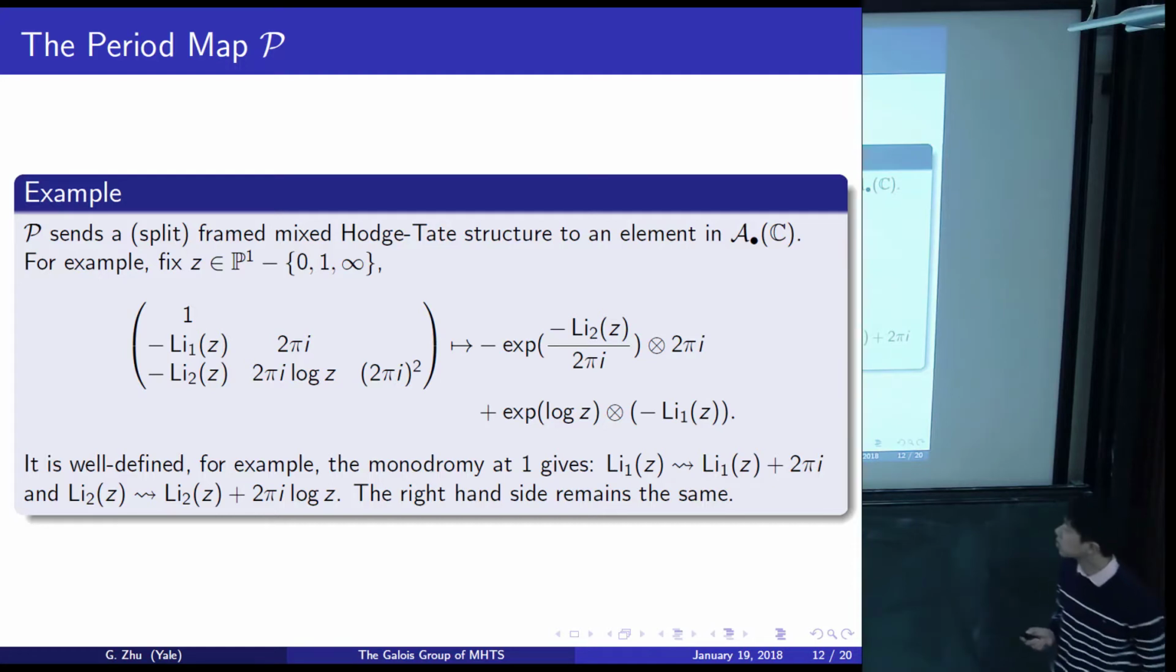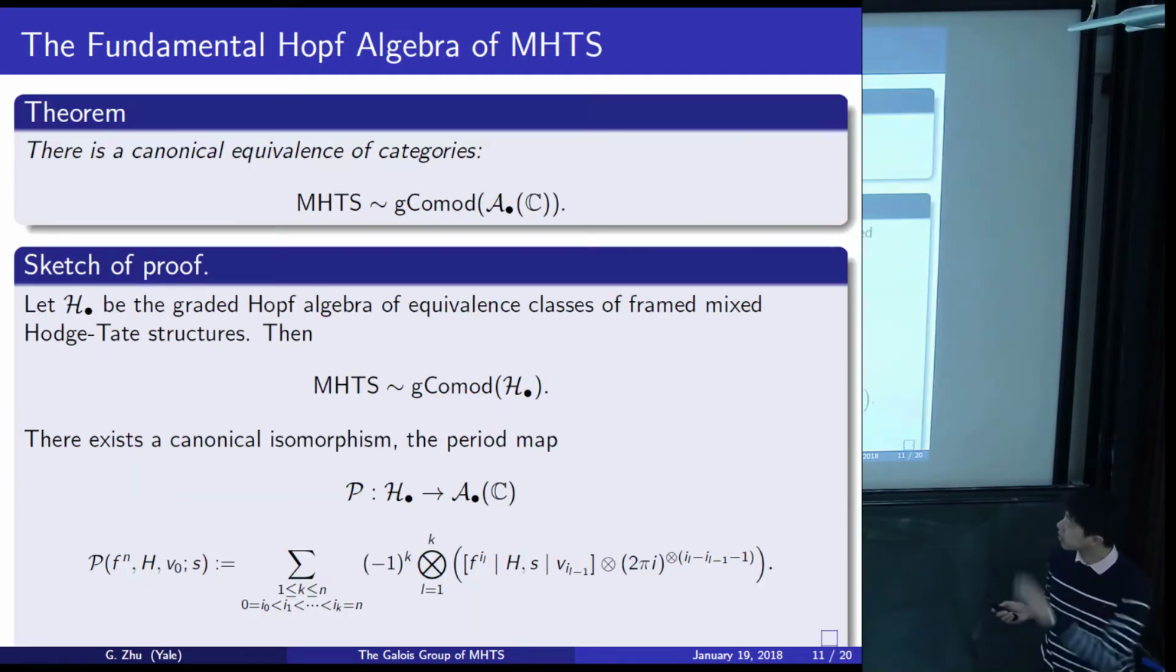So I think I kind of explained the proof of why there is a period map. I should mention that the period map is a map of Hopf algebras, although I didn't really introduce the complete Hopf algebra structure.